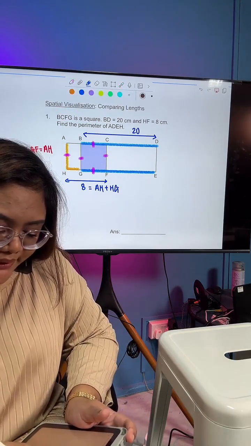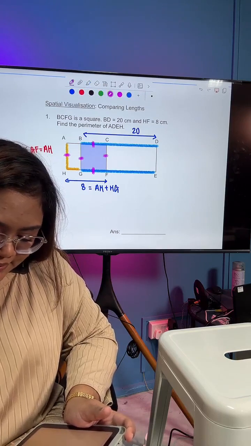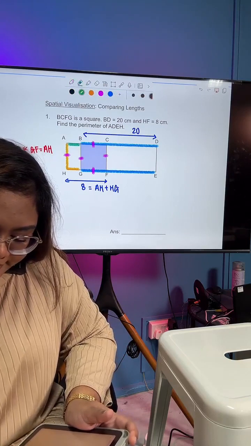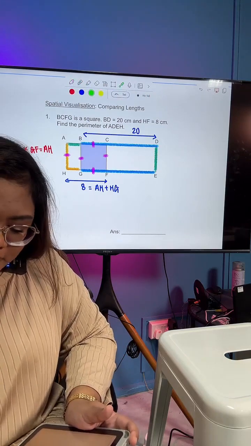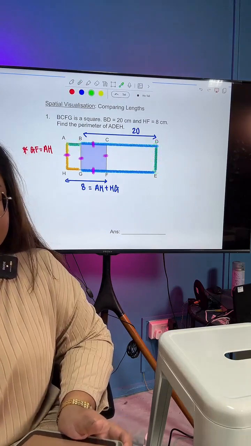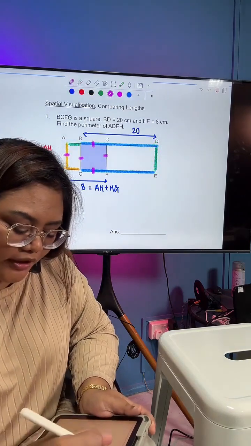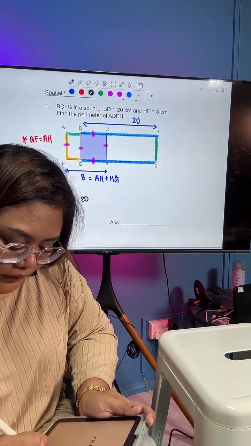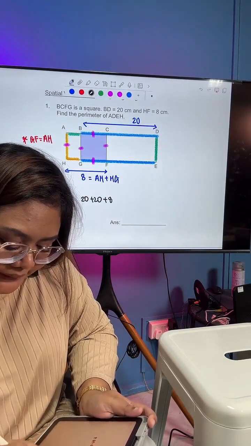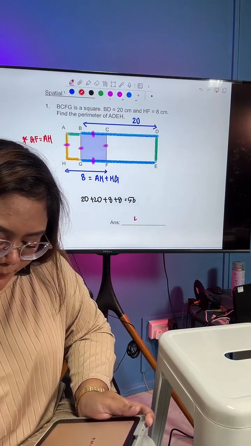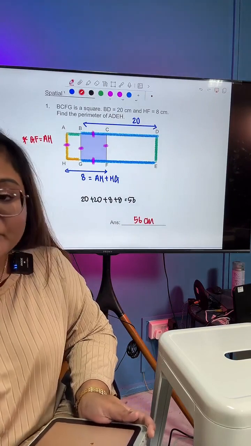And then the other 8 is right over here, the green one. These two are also 8 because the length of the square plus a short side gives you 8. Therefore, the final answer here would be 20 plus 20 plus 8 plus 8 to give you 56. Final answer would be 56 cm.